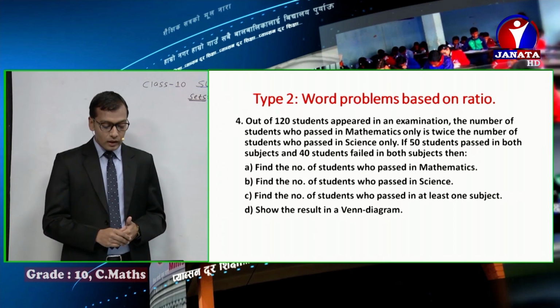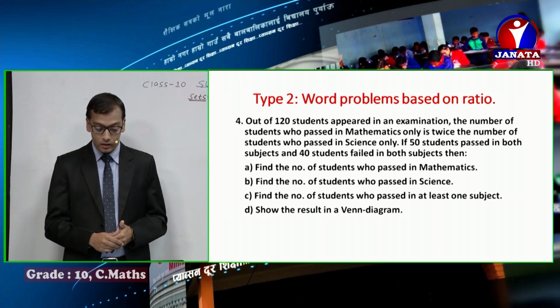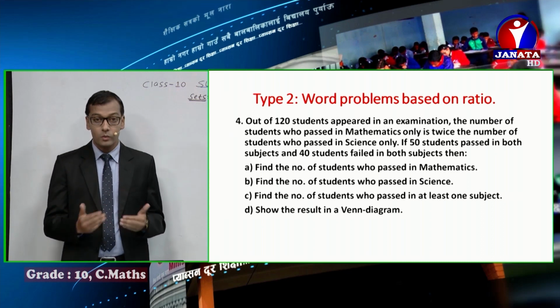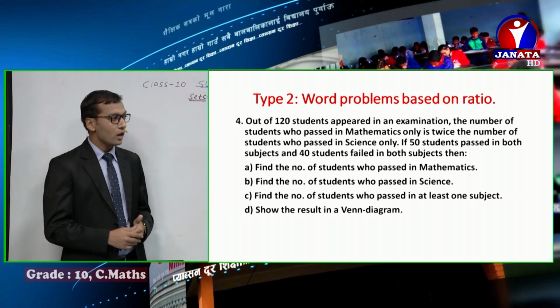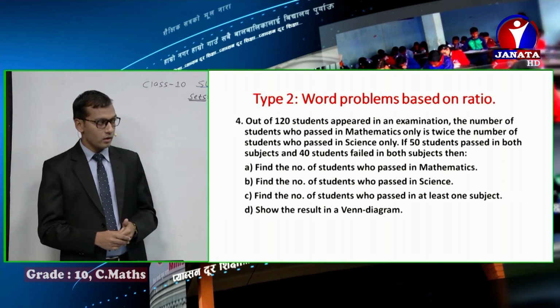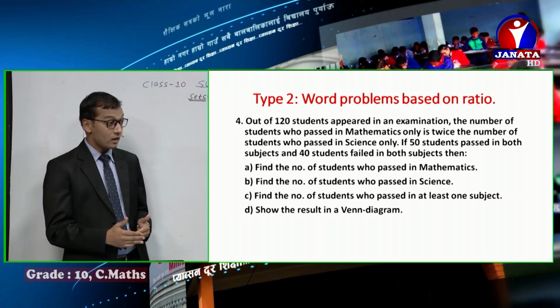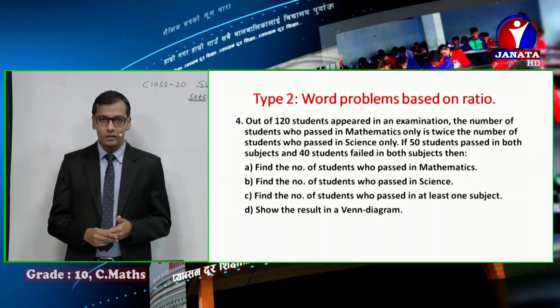I'm reading the question. Out of 120 students appeared in an examination, the number of students who passed in mathematics only is twice the number of students who passed in science only. If 50 students passed in both subjects and 40 students failed in both subjects, then there are four sub questions. First, find the number of students who passed in mathematics. Second, find the number of students who passed in science. Next, find the number of students who passed in at least one subject. And the last is, show the result in a Venn diagram.